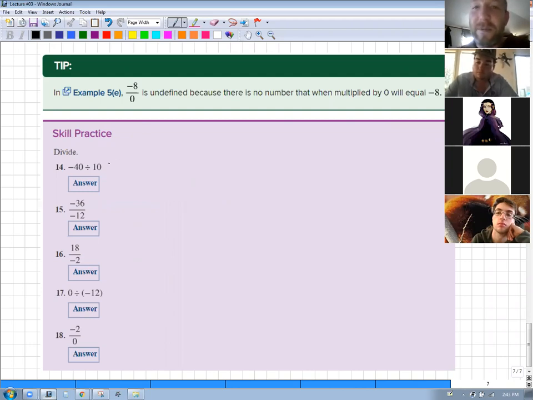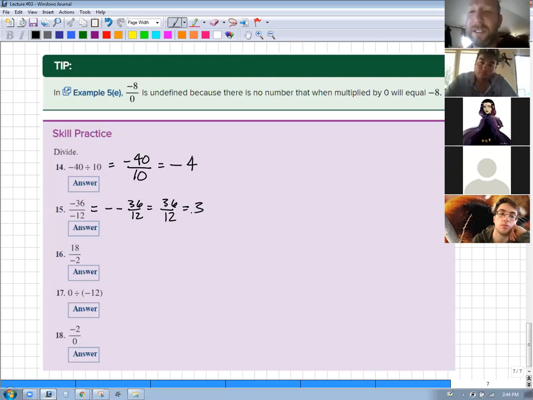So divide. All right, number 14, we have a -40 divided by 10. There's a single minus sign, so we keep it. 40 divided by 10 is 4, because 10 times 4 is 40. Number 15, the minus over the minus cancels. They go away, right? Because that's the same thing as -36 over 12. So the -1 times a -1 is just +1. And this is going to be 3 because 12 times 3 is 36.